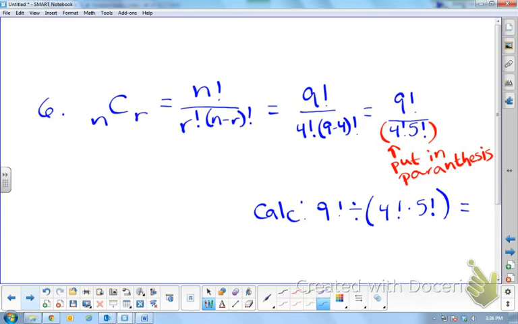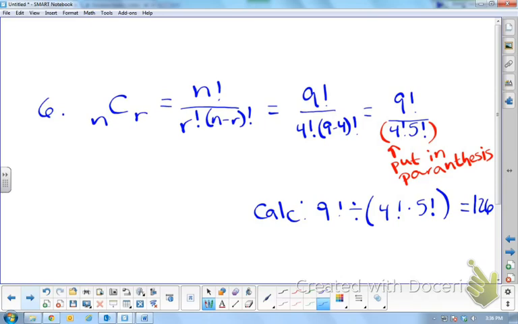So when order doesn't matter, we actually have fewer choices. So it should be less than what we got on the previous page. There's only 126 ways when order doesn't matter. So you have the 2 formulas. You have the permutations and the combinations. Permutations is when order matters. Combinations is when order doesn't matter.